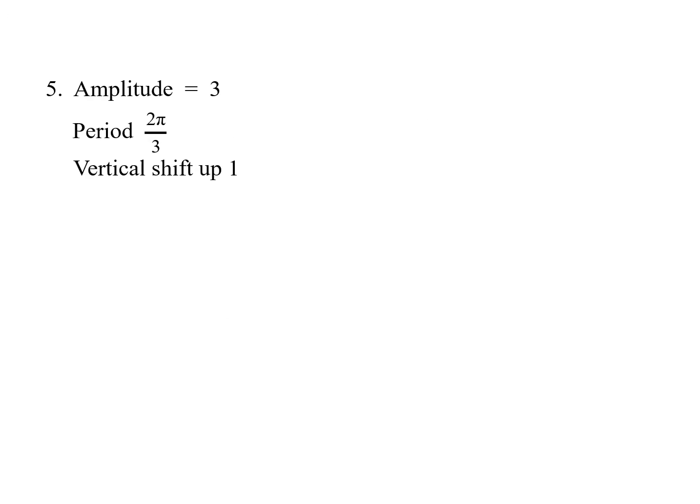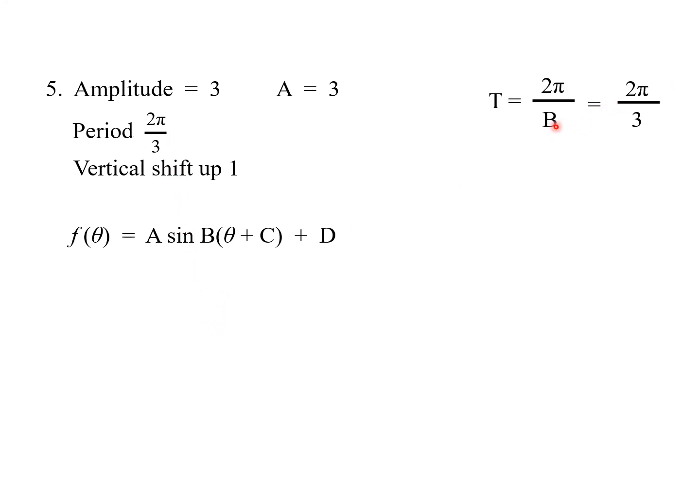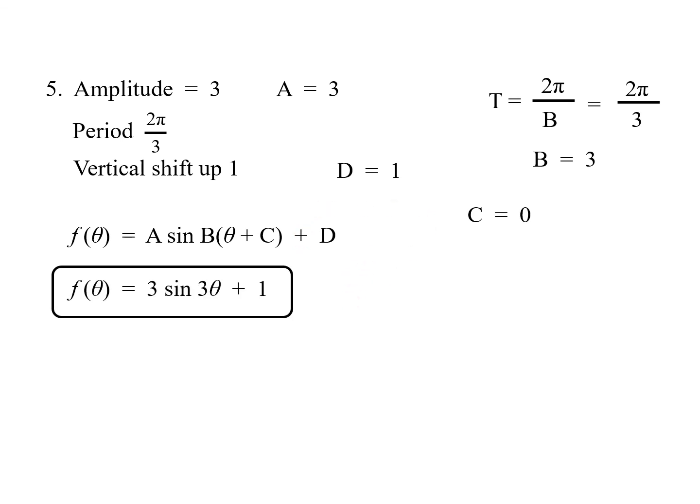Okay, let's do this one. With these properties, once again, we have our general function, and let's identify some quantities again. A is 3. I can use the 2 pi over 3 period to find B, and it can be seen by inspection really that B is equal to 3. And then there is no C. C is 0, and the vertical shift is up 1. So inserting our quantities once again leads us to this answer.